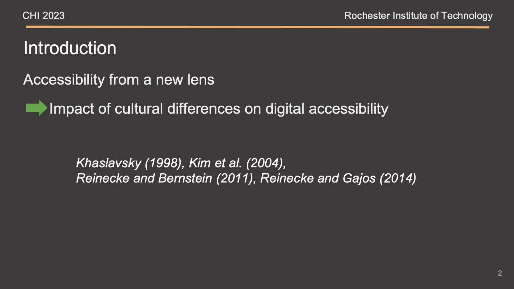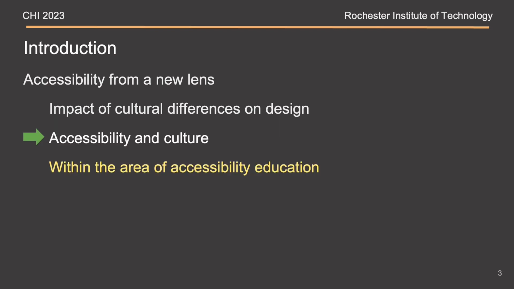Our work is on accessibility from a new lens, which focuses on the impact of cultural differences in accessible design. Prior work has found that culture can influence design and interaction preferences. And in this work, we propose that accessibility, as a component of design, can also be influenced by cultural differences. We explored whether and how the area of accessibility education acknowledges and considers the importance of culture in accessibility teaching.